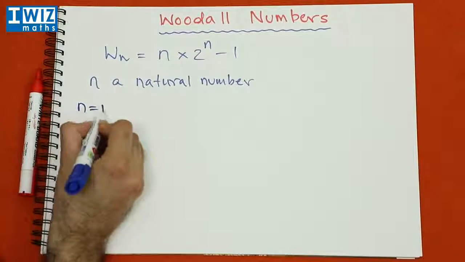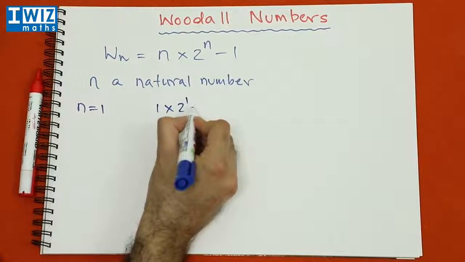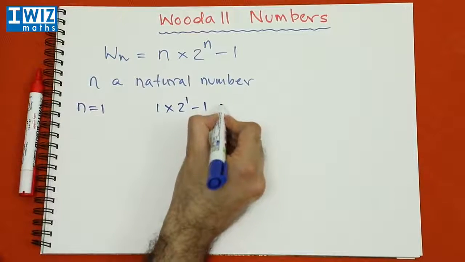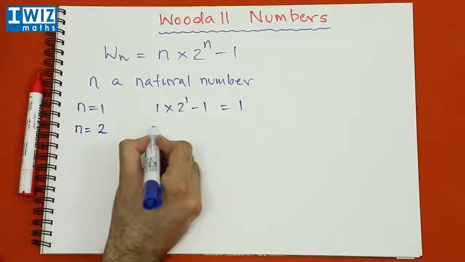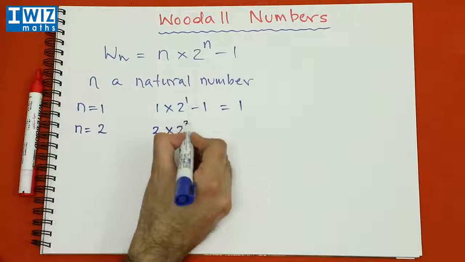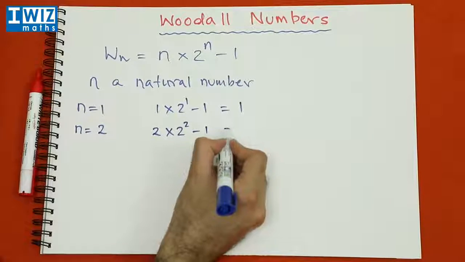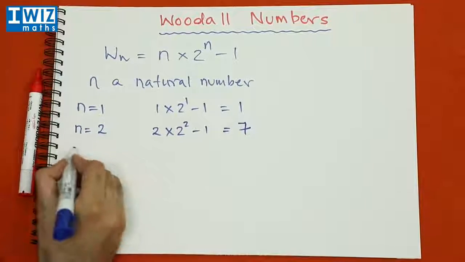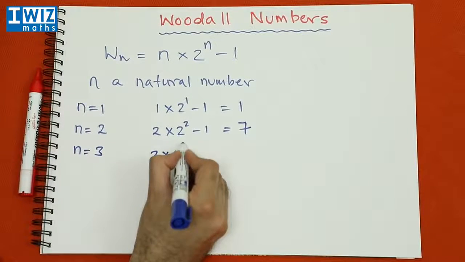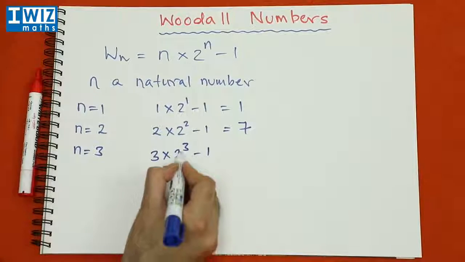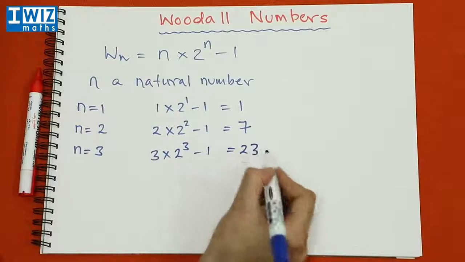If we put in n is equal to 1, you will just get 1 times 2 to the 1 minus 1. So that is just 2 minus 1, which is 1. For n is equal to 2, we get 2 times 2 to the power of 2 minus 1. So that's 4 times 2, 8 minus 1 is equal to 7. n is equal to 3 gives us 3 times 2 to the 3 minus 1. So that's 8. 8 3s are 24 minus 1 gives you 23.